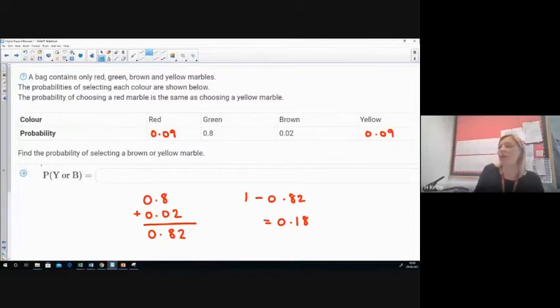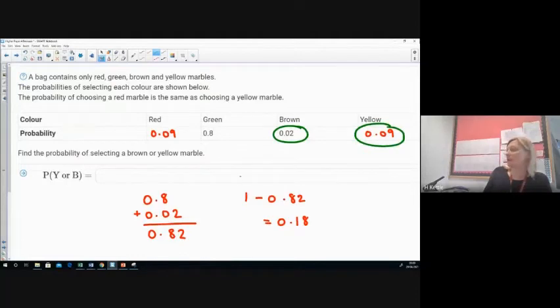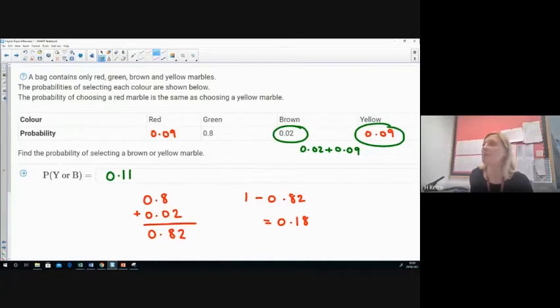Find the probability then of selecting a brown or a yellow marble. So a brown or a yellow, we don't mind whether it's brown or yellow. So that means we can add those probabilities together. The probability of brown is 0.02 and the probability of yellow is 0.09. So then the probability of yellow or brown is 0.11. We're going to do those two probabilities added together. Okay, so if we don't mind if it's brown or yellow, we can add those probabilities together.